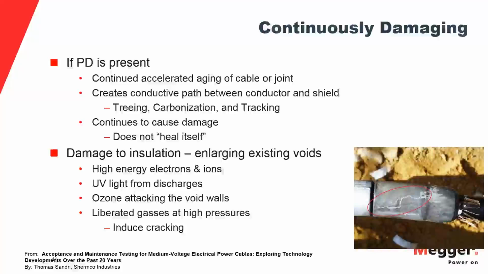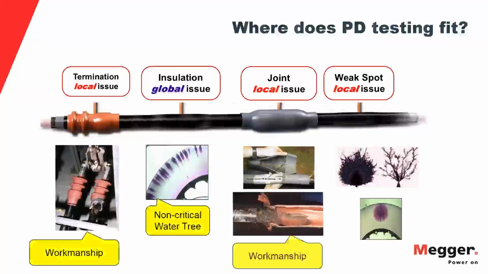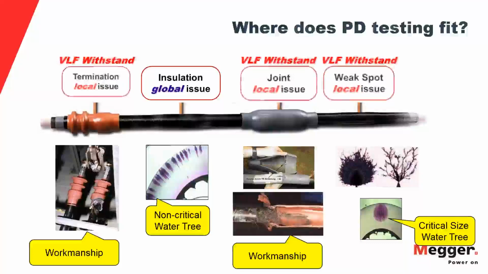It only gets worse. The mode that it damages the insulation is various effects from partial discharge, such as high energy electrons and ions getting emitted from the breakdowns, UV light attacking the insulation, ozone is emitted during the breakdowns, high pressure, high temperature gases getting freed up. All of these induce cracking, induce carbonization on the channel walls, just a continuously damaging process.